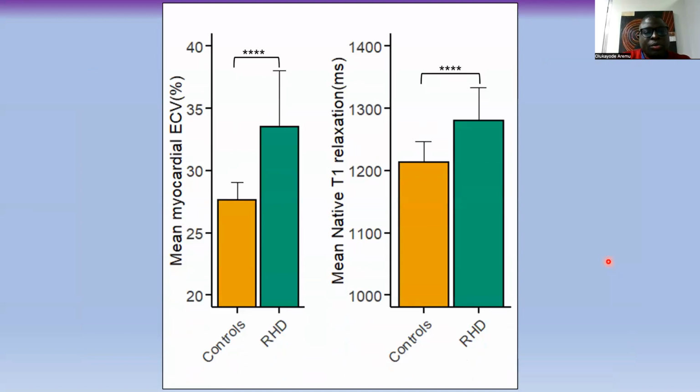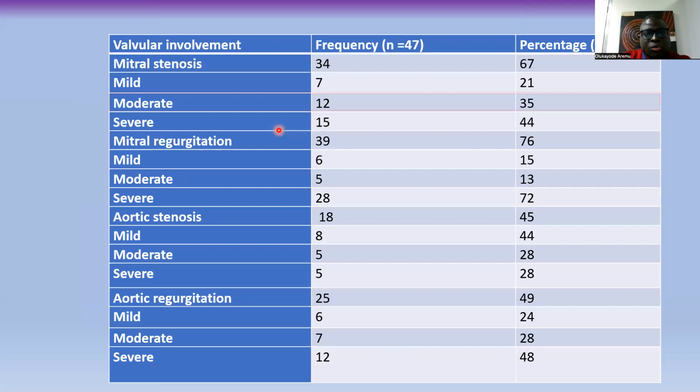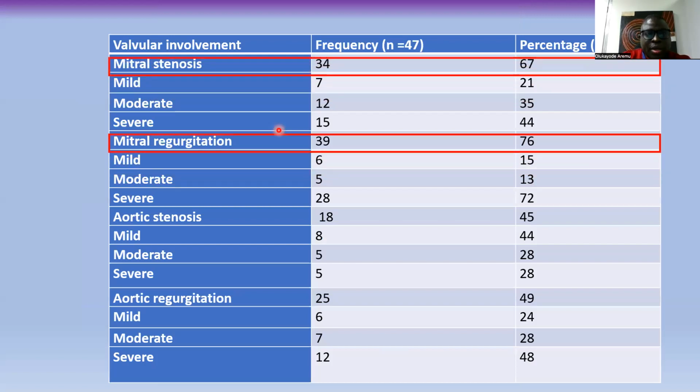We also looked at the native T1 and the ECV values. We realize that in our patient cohort, we have about 1,280 mean native T1 value pre-contrast, and the ECV is about 38% across our cohort.